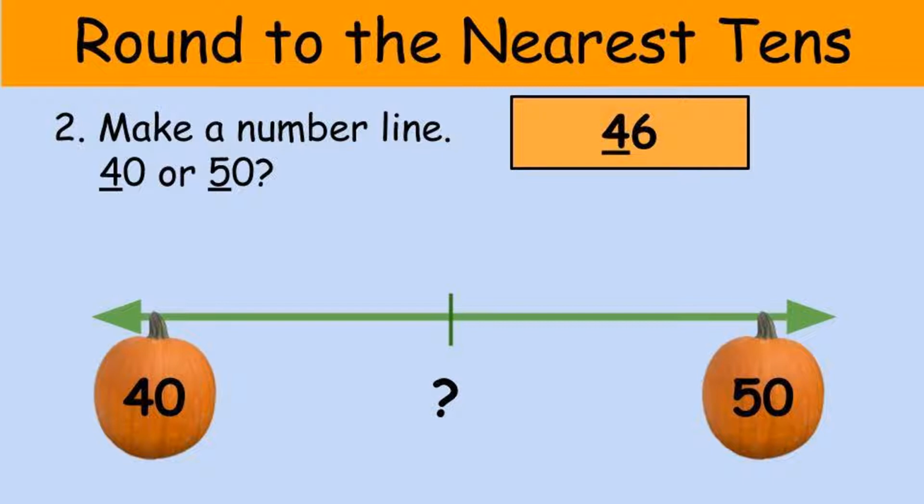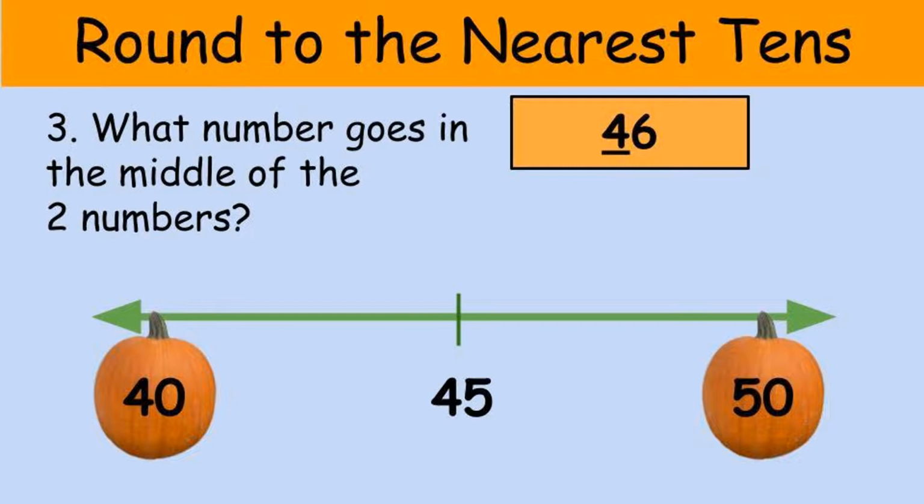I can keep the 4 tens the same to make 40, or I can add one more 10 to 4 and get 5 tens, making it 50. Now we're going to ask the question, what number goes in the middle of the two numbers? In this case, what number goes in between 40 and 50? The number that goes in between those two numbers is 45.